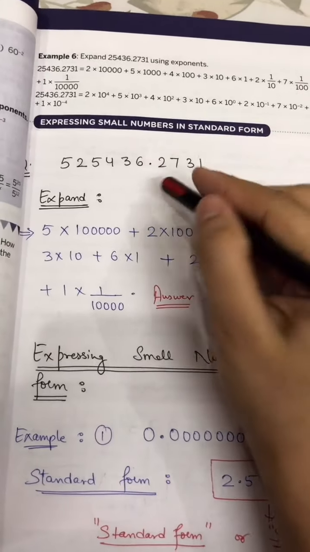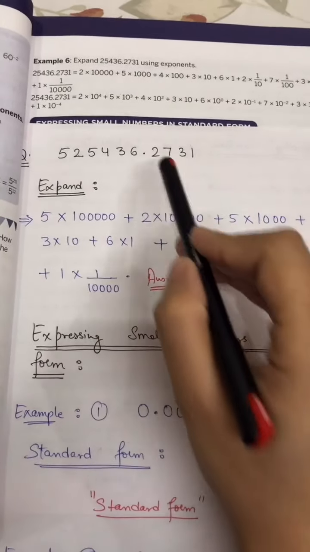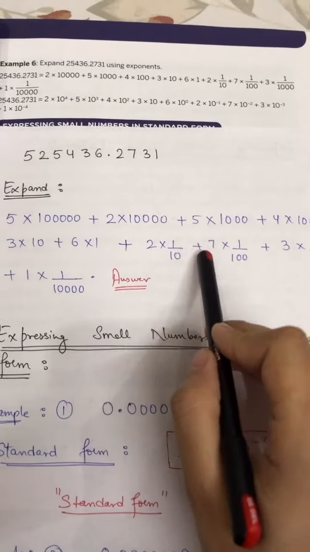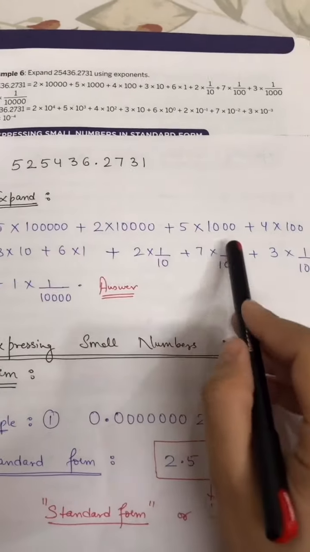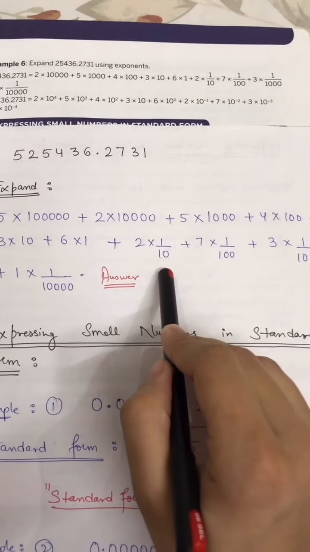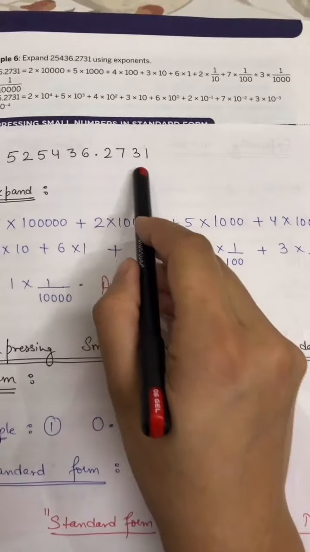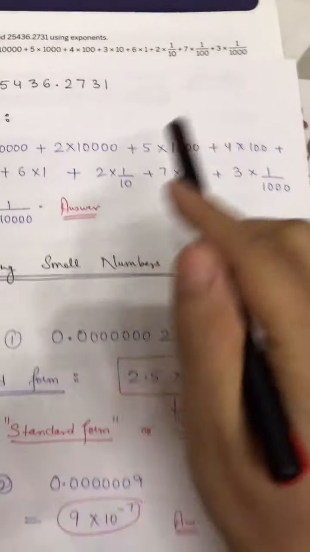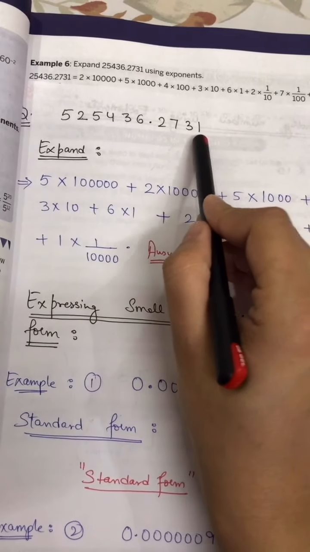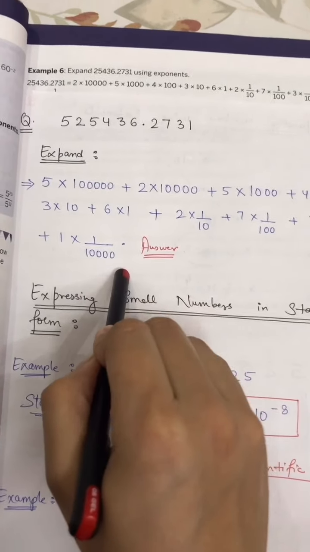Now you are having a decimal. After decimal, how can you write in the expanded form? Plus 2 you have to multiply with 1 by 10. Plus 7 you have to multiply with 1 by 100, because 2 is known as tenth, so multiply with 1 by 10. Next is known as hundredth, so multiply with 1 by 100. Next is known as thousandth, so 3 multiplied by 1 by 1000. Next is known as 10,000th, so multiply by 1 upon 10,000.